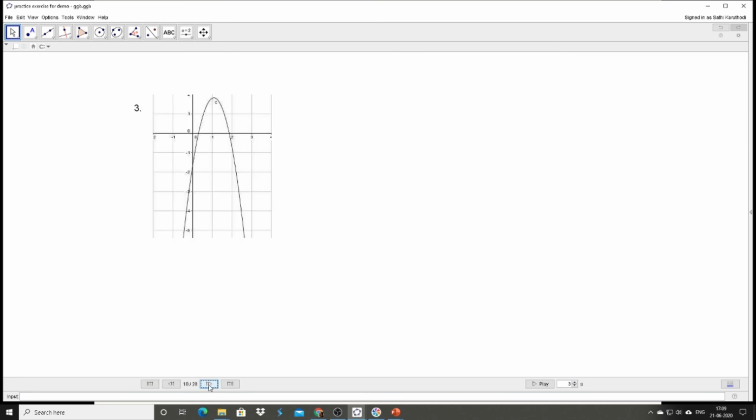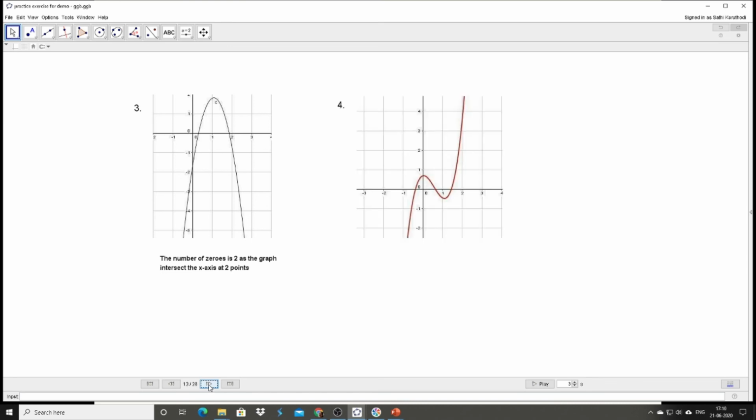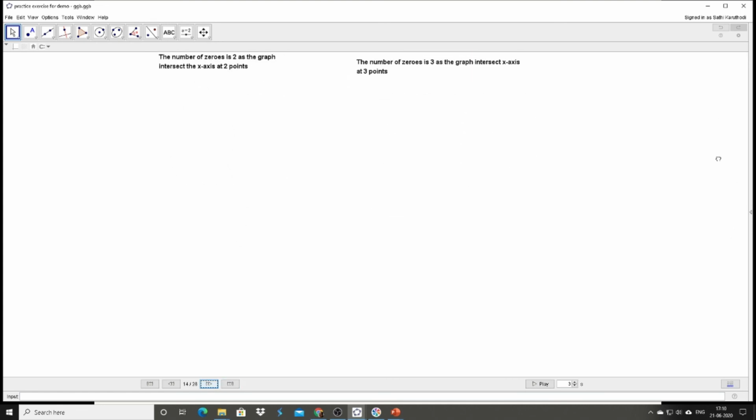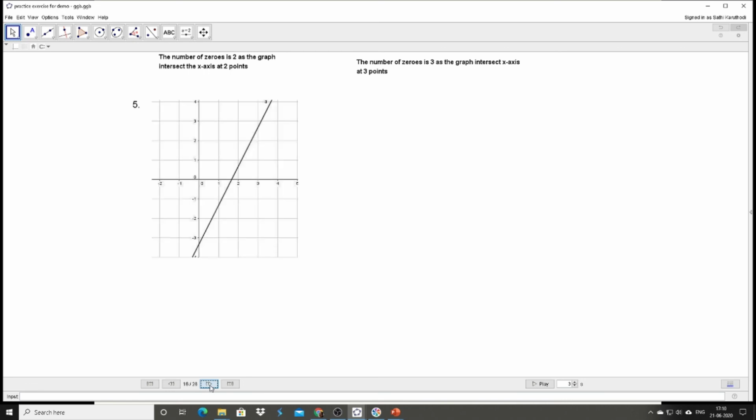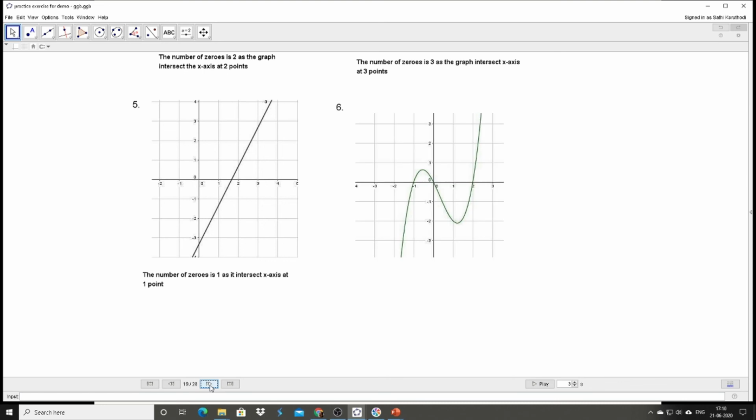The graph intersects the x-axis at 2 points. Therefore, the number of zeros is 2. The graph intersects the x-axis at 3 points. Therefore, the number of zeros is 3. The graph intersects the x-axis at 1 point. Therefore, the number of zeros is 1. The graph intersects the x-axis at 3 points. Therefore, the number of zeros is 3.